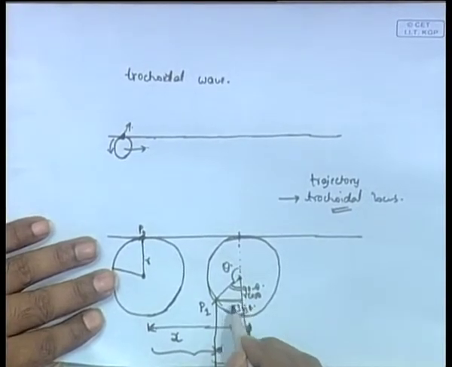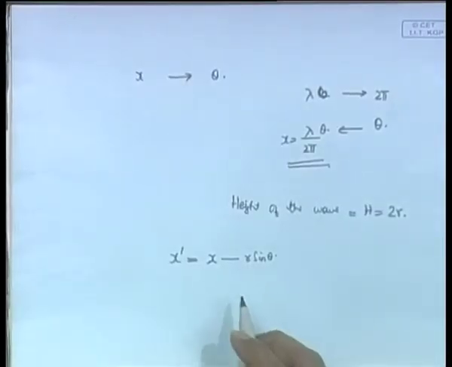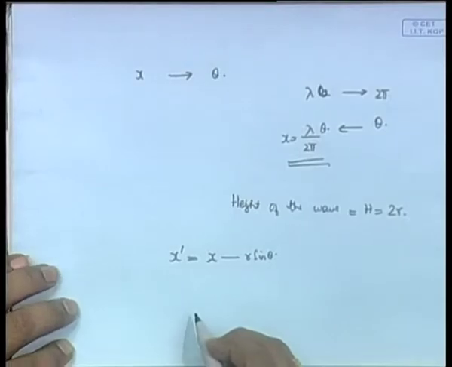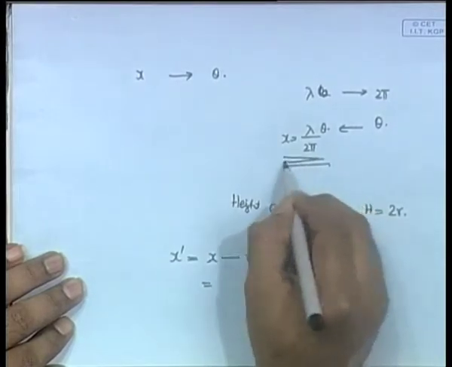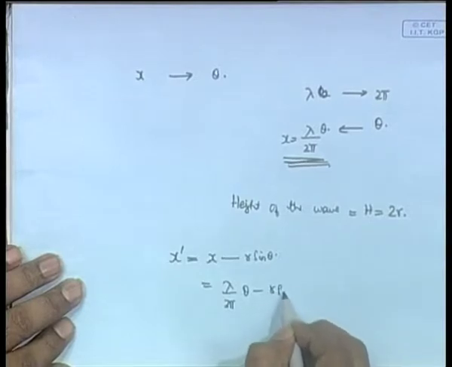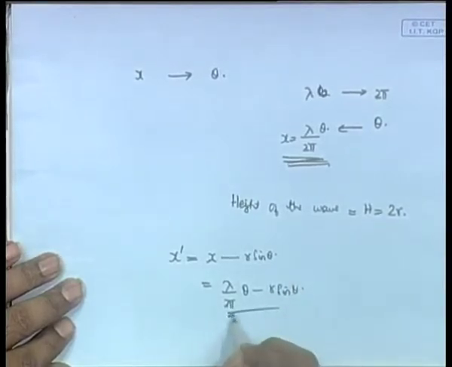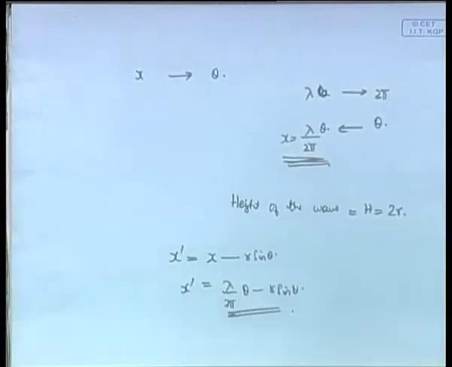Therefore, the horizontal distance through which the particle has moved is x minus r sin theta. Now, x we have seen here is lambda by 2 pi theta, so x prime is lambda by 2 pi theta minus r sin theta. So, this gives you the x coordinate of the particle at any instant of time, provided you fix some origin.